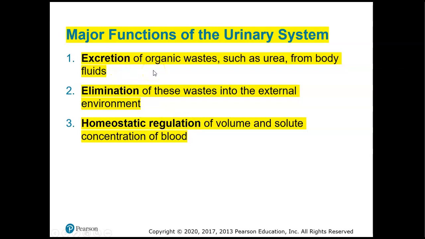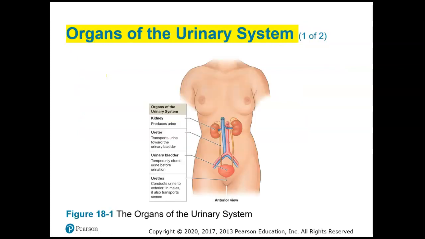Excretion of organic waste such as urea from body fluids. Elimination of these wastes into the external environment. And then homeostatic regulation of volume and solute concentration of the blood. This is a diagram of the organs of the urinary system.